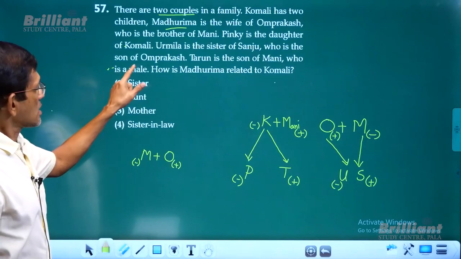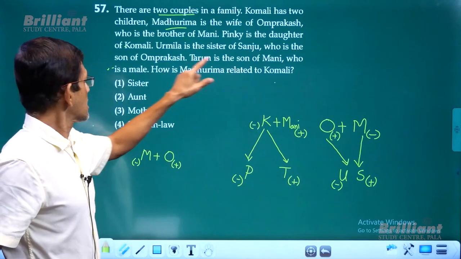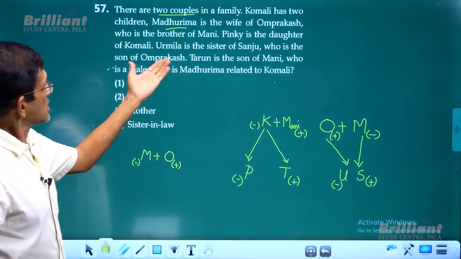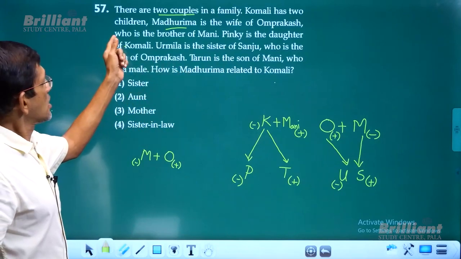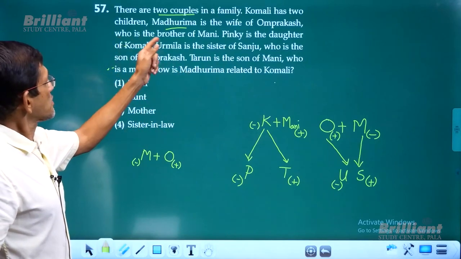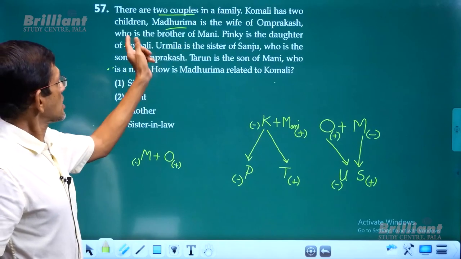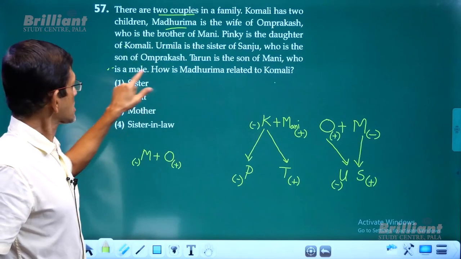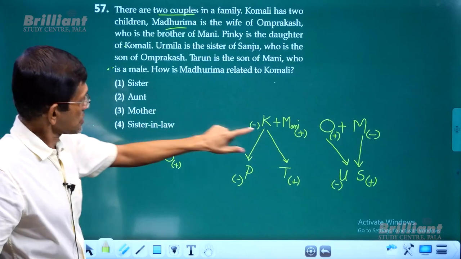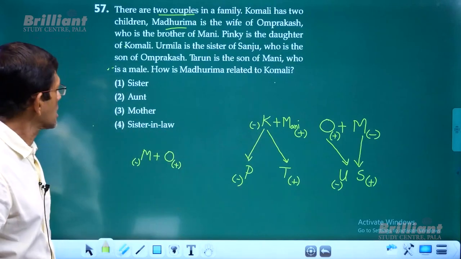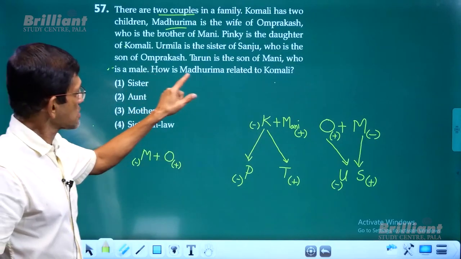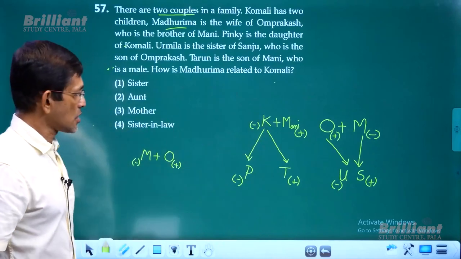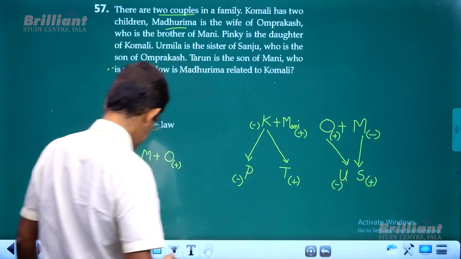Tarun is the son of Mani. Mani is definitely a male, because Om Prakash is the brother of Mani. Right, so here it's clearly given that Mani is a male. So it's confirmed. Then the question: how is Madhurima related to Komali? So here, you see that relation.